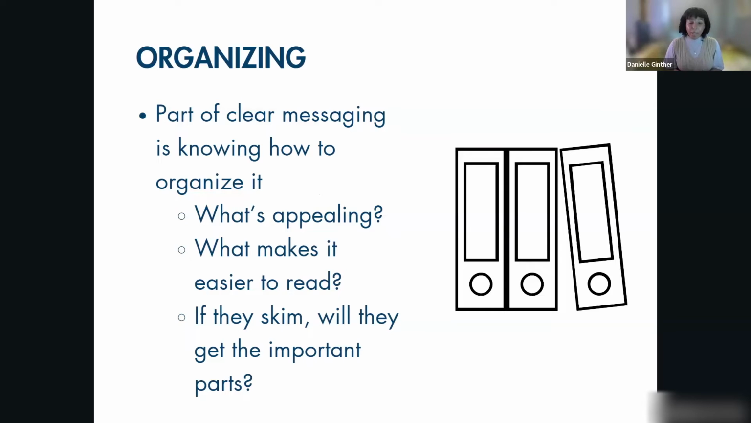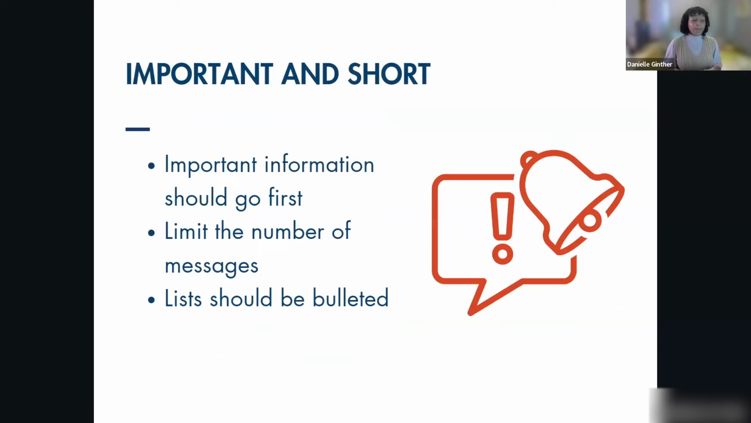You have to think about what's appealing and what makes it easier to read. Will they get the important parts of the message if they skim or do not read it in its entirety? So there's a couple steps when you organize your message. Important information should go first. And this is in consideration for those who maybe only read the first paragraph, or maybe they'll skim. It assures that they still get the information they need to have.